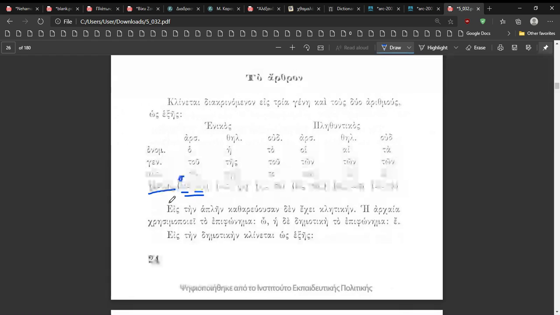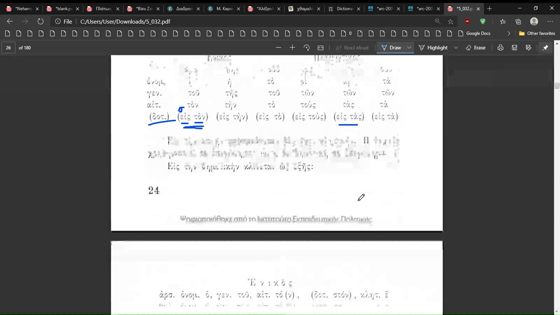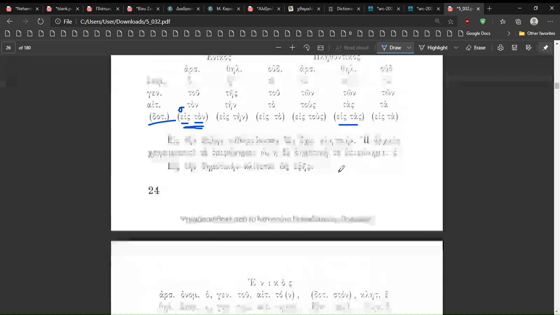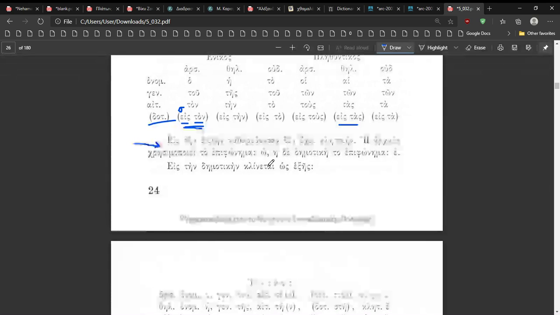Although they wouldn't really use it. Okay, but here they tell him, okay, you have to use this one: is and ton, is and tus, is and tas, is and ta. And he says, in simple Katharevousa there is no vocative for the article. He's talking about the article here, but it tells you we use the epiphonema.